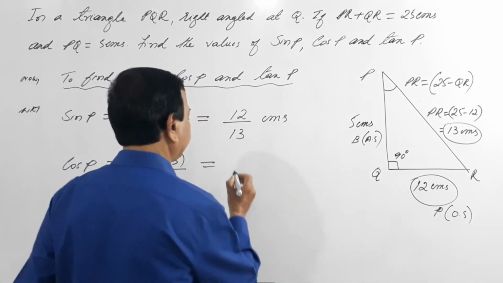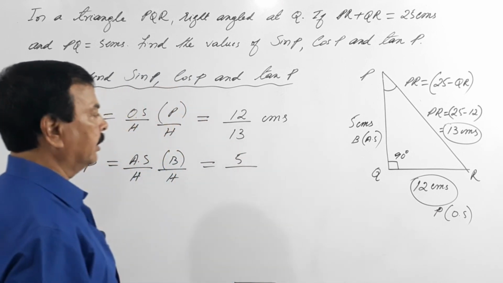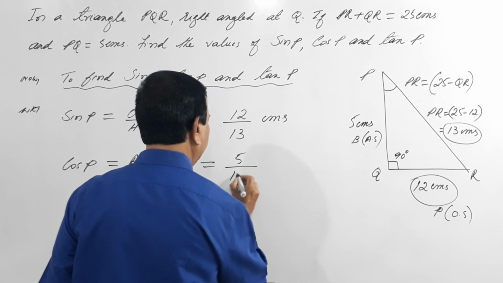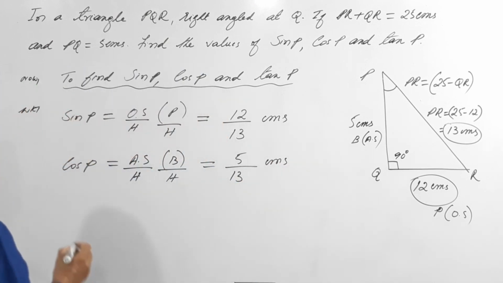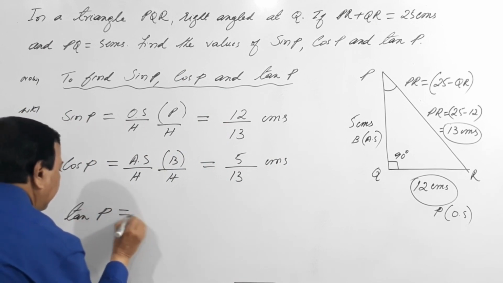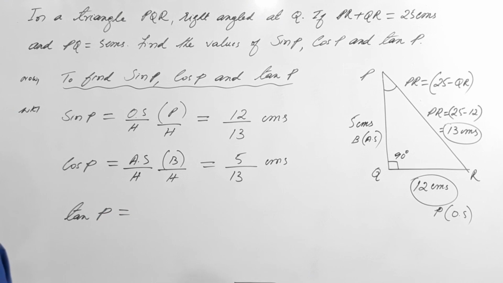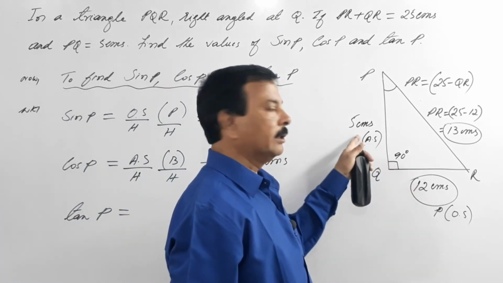Adjacent is 5 and opposite hypotenuse is 13 centimeters. And now, tan P equals to what? Tan is opposite side by adjacent side.